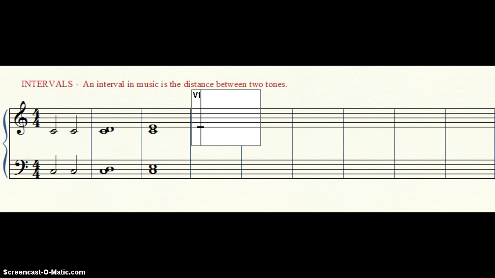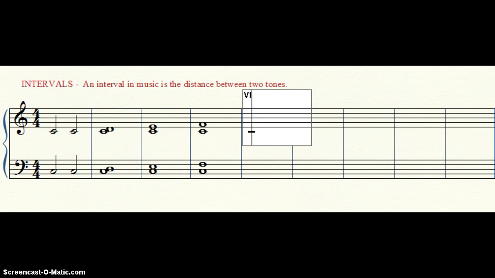Now we're going to cover the interval of a fourth. We're going to middle C, 1, 2, 3, 4, a fourth. And in bass clef, we'll start with C. Remember to count C as 1, 2, 3, 4. C to F is a fourth.